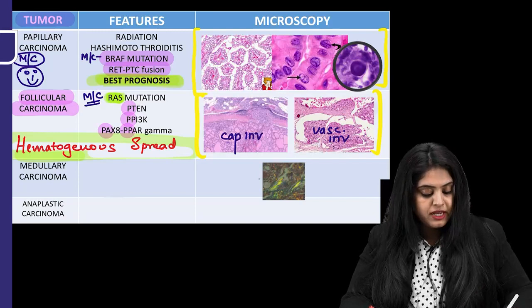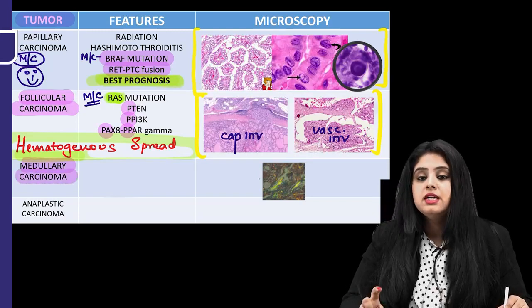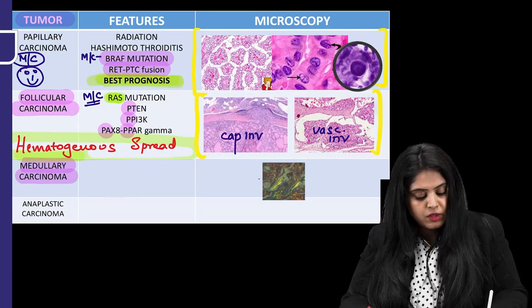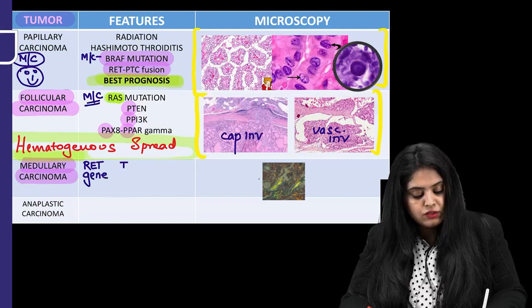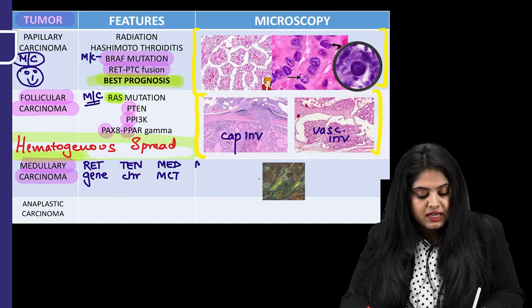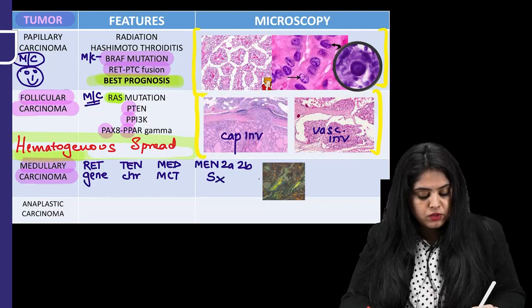Coming to the next, medullary thyroid cancer. If you all remember, there was a mnemonic, RET 10 med men. Can you repeat that for me? What is RET 10 med men? RET is going to be the gene. 10 is that the RET gene is present on chromosome 10. Med is going to be the tumor, that is medullary carcinoma thyroid, and men is going to be the syndrome. So the syndrome is going to be MEN 2A and MEN 2B.